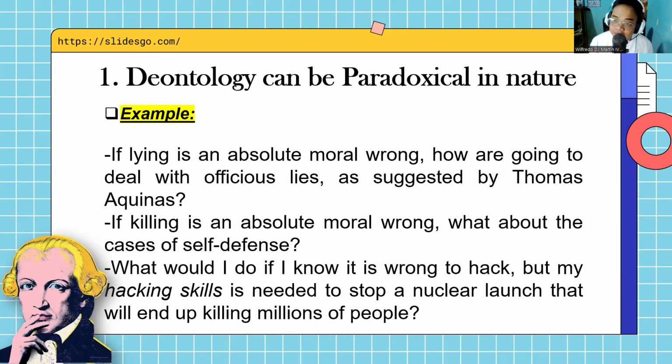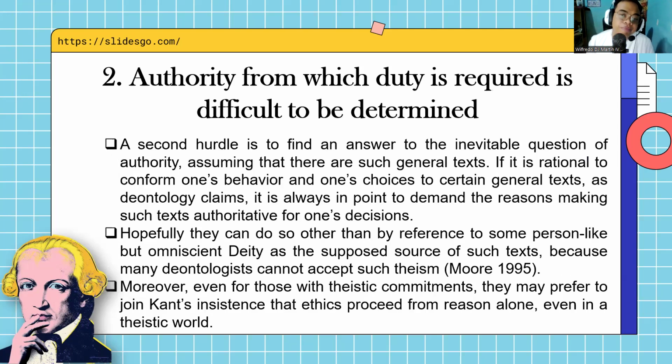Yun na nga. For example, if lying is an absolute moral wrong, how are we going to deal with officious lies as suggested by Thomas Aquinas? Or if killing is an absolute moral wrong, what about those who murdered or who involuntary manslaughtered because of self-defense, di ba? So what would I do, for example, if I know that it is wrong to hack, but my hacking skills is needed to stop a nuclear launch that will end up killing millions of people? Yun yung problema sa deontology.